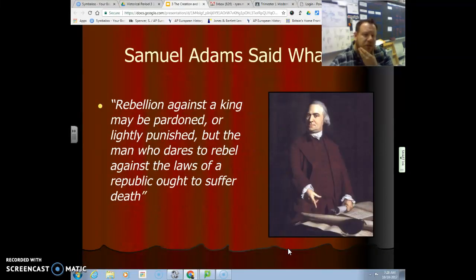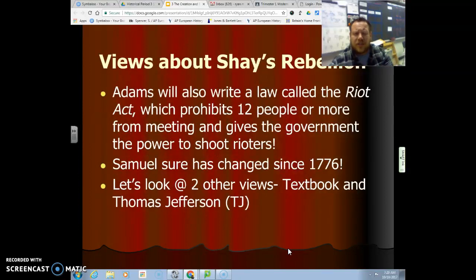In fact, Samuel Adams, who was one of the lawmakers in Massachusetts, writes a quote. He says, "Rebelling against the king may be pardoned or lightly punished, but a man who dares to rebel against the laws of the republic ought to suffer death." So see, some of the opinions have changed now as these guys who were the rebels are now in office. Things changed a little bit.